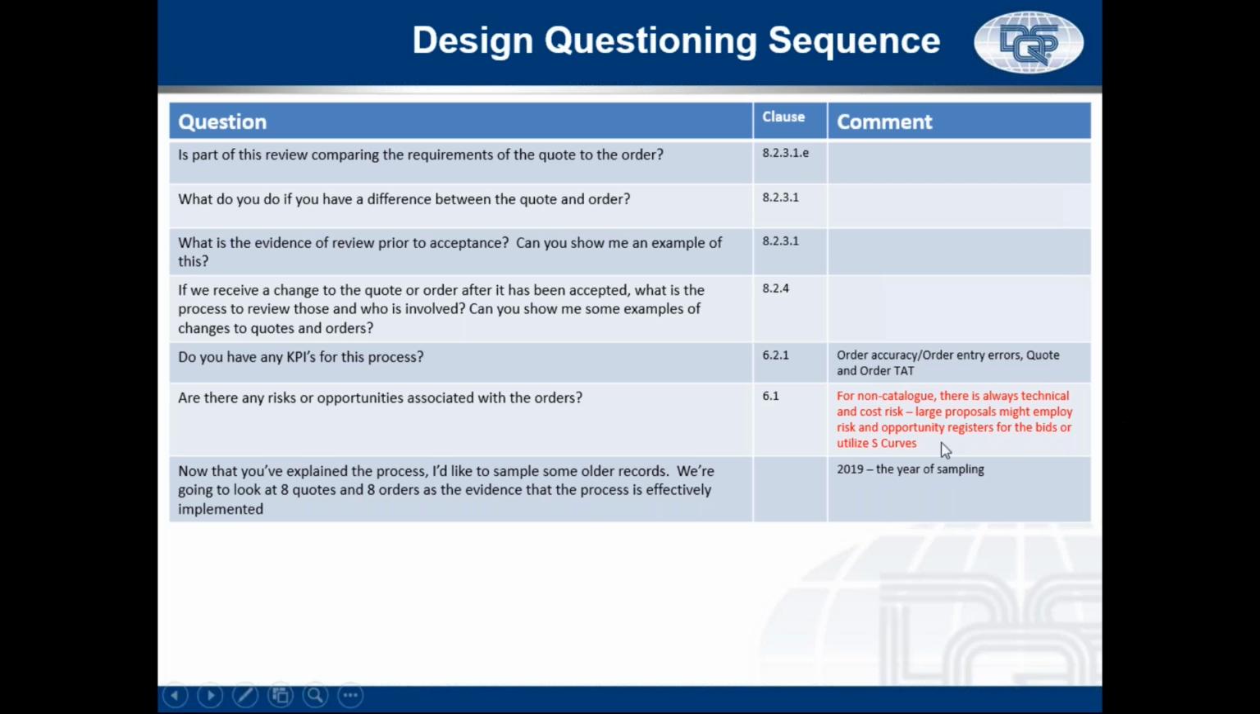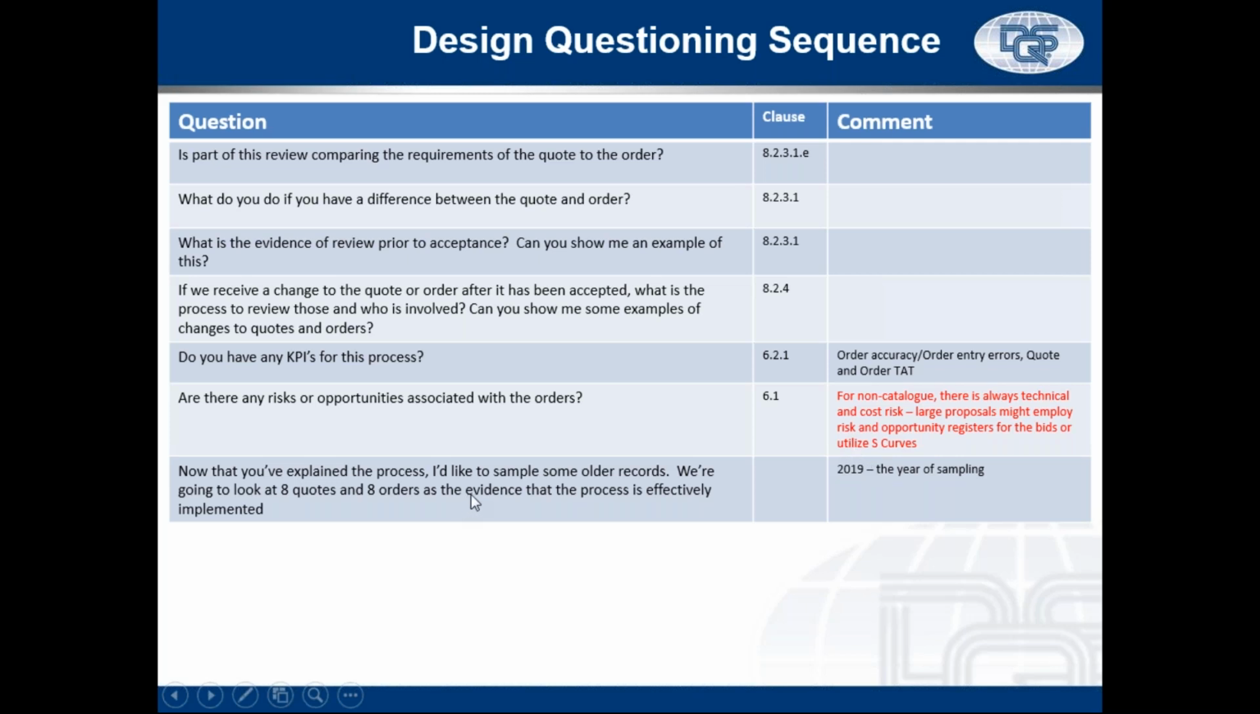In non-catalog business, certainly you can ask this for catalog business, but in non-catalog business, you want to make sure you drop that question on risk. So you're getting these big contracts in where we're doing big design projects. Do you do any sort of risk assessment of these proposals or these orders? In large organizations, they'll probably have a risk register. They'll probably have an S-curve, something where they relate risk to cost.